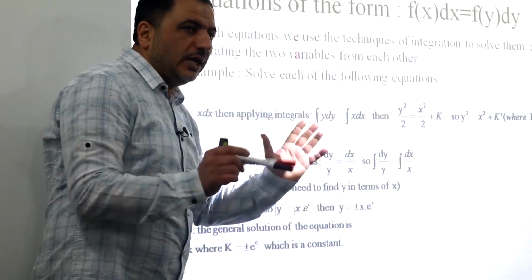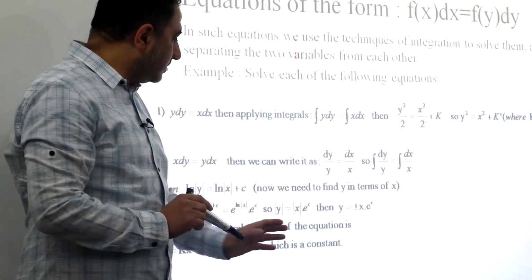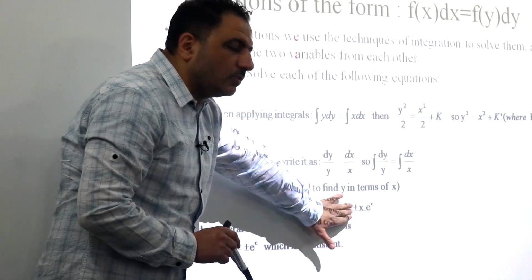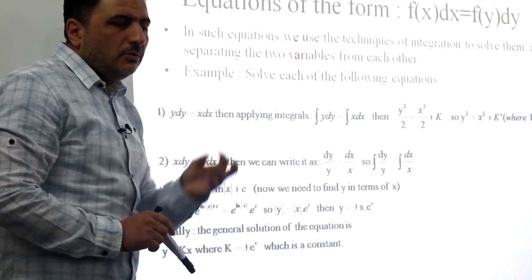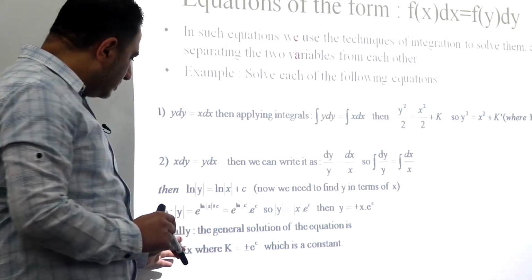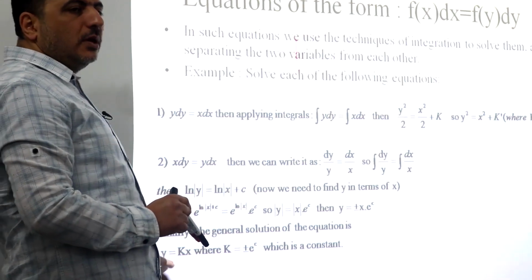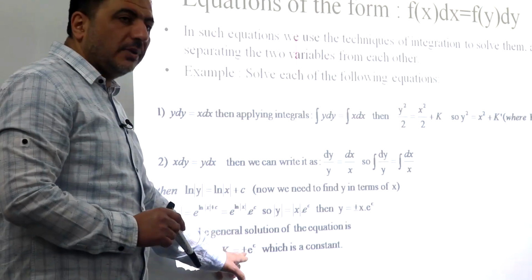You know that if absolute a equals absolute b, then a equals plus or minus b. We have applied this, so y equals plus or minus x e to the power c. Now, plus or minus e to the power c is a constant. You may write it in a simpler form, which is k. This means that y equals kx. K here means plus or minus e to the power c.